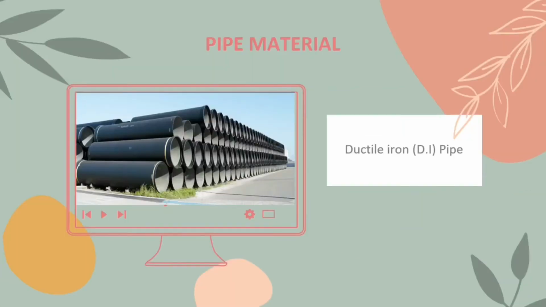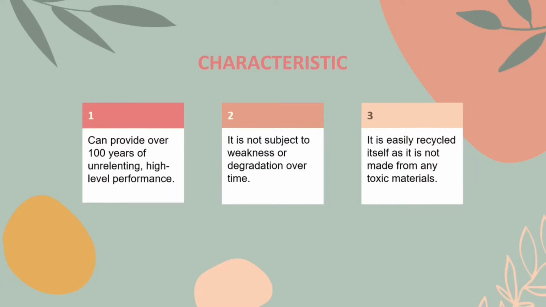The pipe material that has been chosen is ductile iron pipe. This is because it can provide over 100 years of unrelenting and high level performance. Next, it is not subject to weakness or degradation over time, and it is easily recycled as it is not made from any toxic materials.